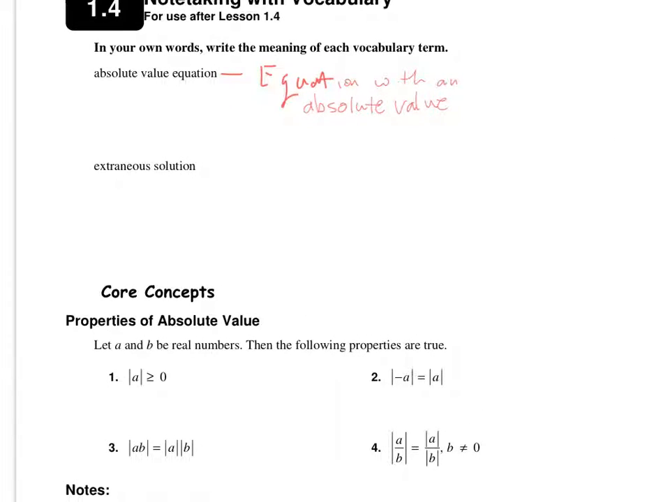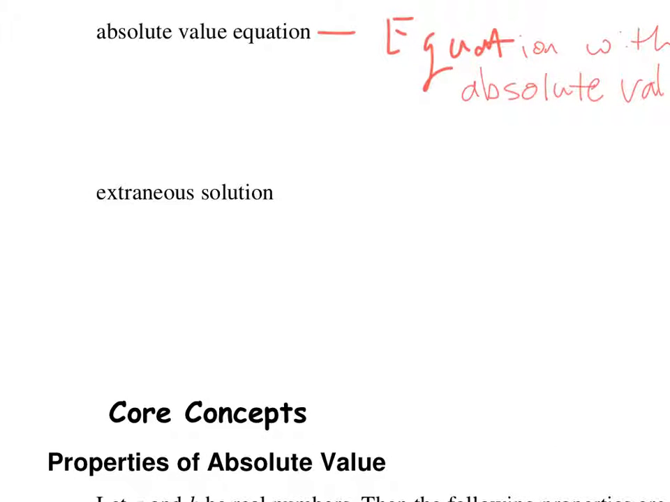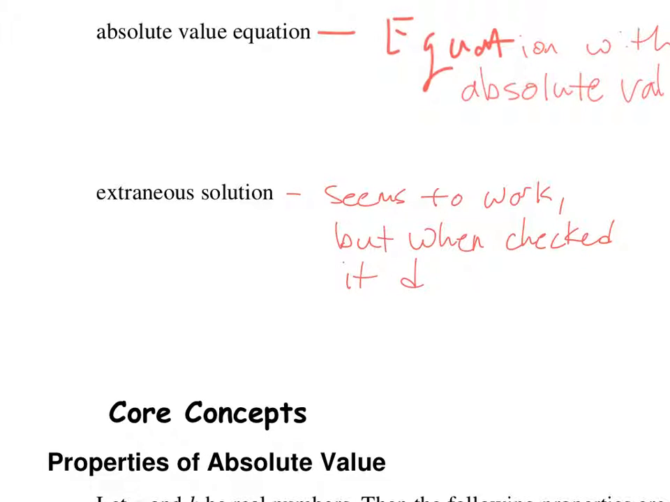And when we have an absolute value, sometimes we can have what we call an extraneous solution. An extraneous solution is one that seems to be true, or seems to work, but when we plug it back in, it does not make the equation true. When it's checked by plugging it back in, it doesn't satisfy the equation.